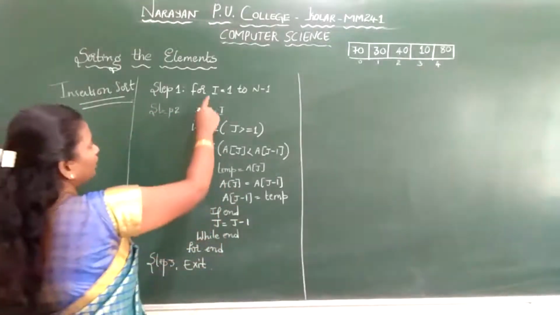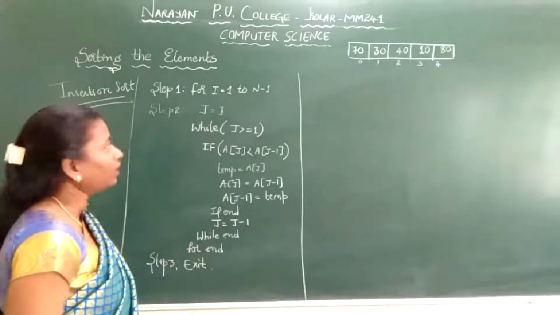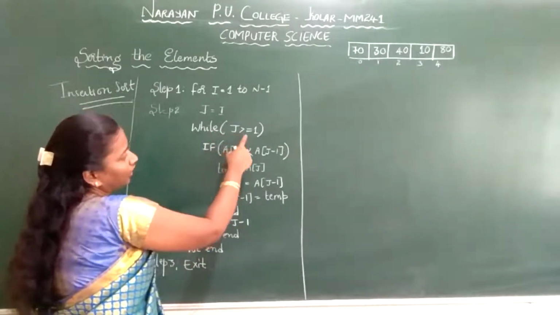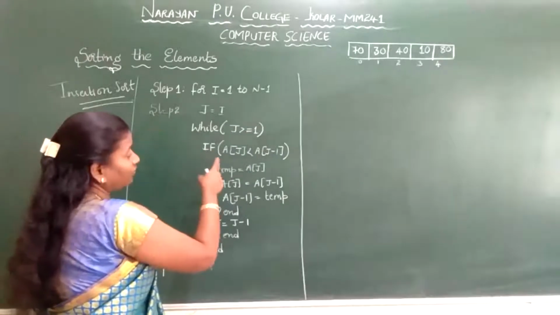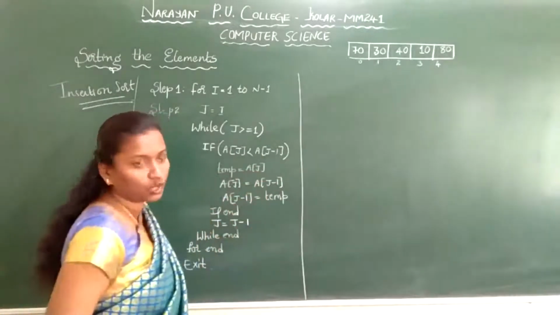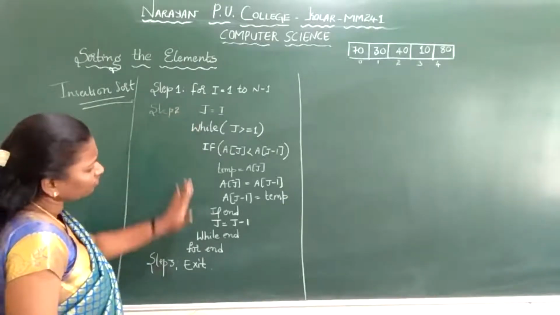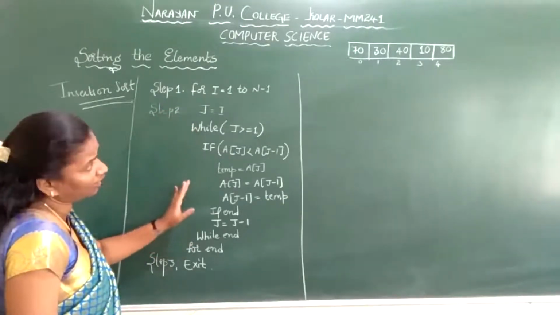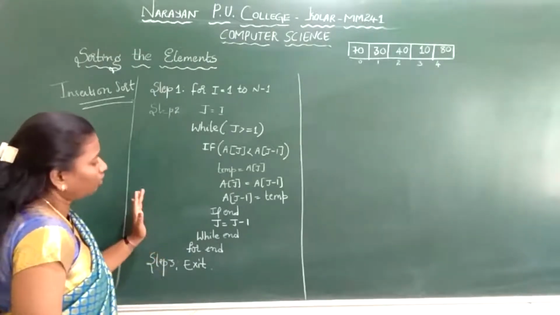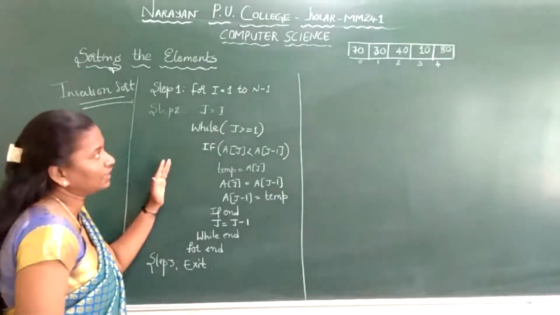So initially I is equal to 1 to n minus 1. Next I assign j to I, then I have a while loop: while j is greater than or equal to 1, then an if statement: if a of j is less than a of j minus 1, then there will be a swap. If not, the for loop gets incremented. Once we finish traversing the array and sorting the elements, we end the while loop as well as the for loop and then we exit. Now according to this algorithm, we will see the tracing.